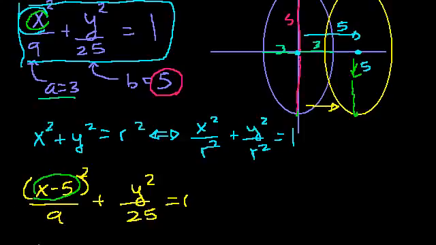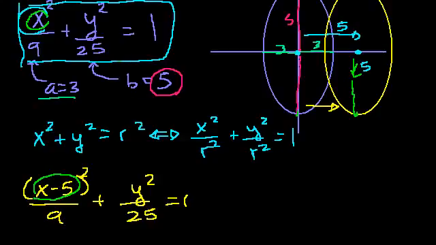This is something you often learn in conic sections, but it's true of any function. When you shift things, you shift them this way. If you shift this graph to the right by 5, you replace all of the x's with x minus 5. And if you were to shift it down by 2, you would replace all the y's. Remember, we're shifting down by 2, so you would replace all the y's with y plus 2.